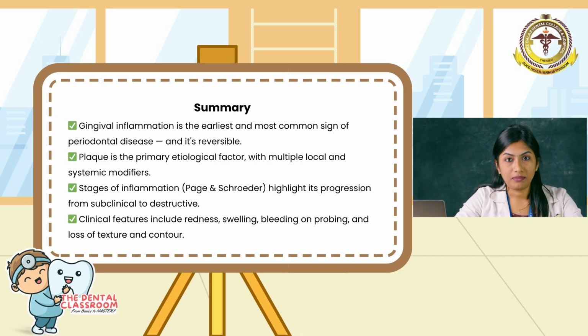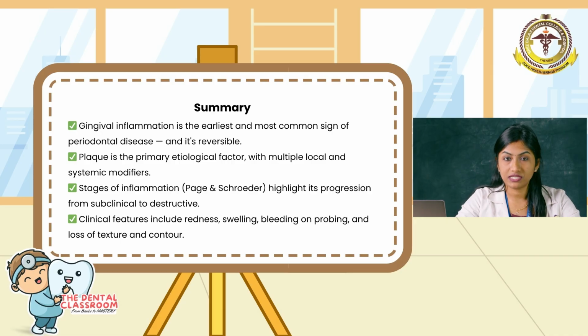So coming to the summary or conclusion part of this lecture. Gingival inflammation is the earliest and most common sign which affects the periodontal structure, termed the gingivitis condition. And here plaque is the primary etiological factor for causing this disease, with associated contributing local or systemic factors. And in this lecture, the most important part is the stages of gingival inflammation, which is given by Page and Schroeder.